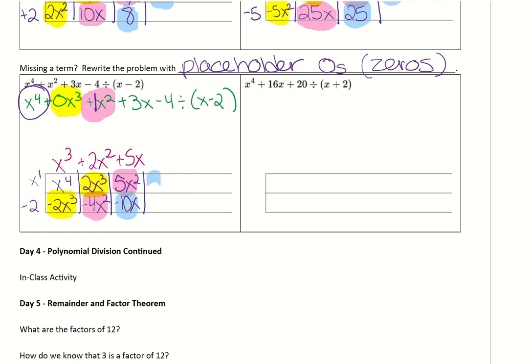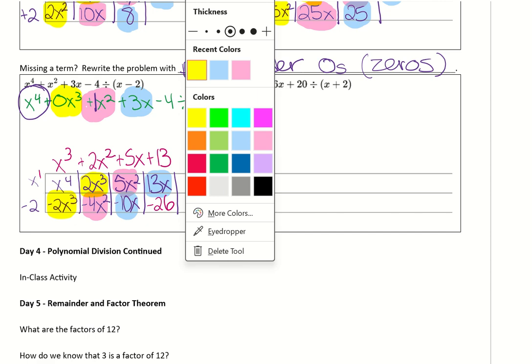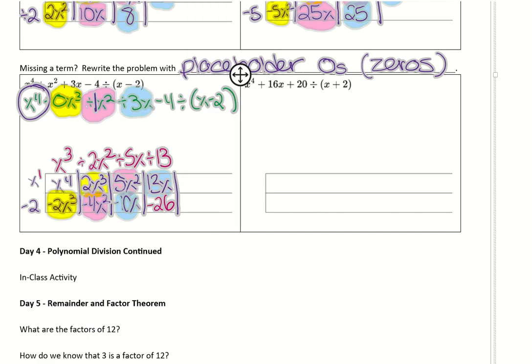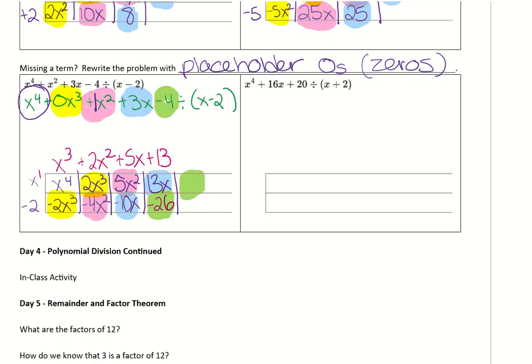We've got a negative 10. We need something to go here, and our goal is for them to add to 3. So what needs to go there? A 13x. And we're going to do it again. Plus 13, minus 26. We're almost there. Let's do green. So we need something to go here so we can get to negative 4. We're at negative 26, so we need to add positive 22, because that'll make it equal negative 4. So our remainder is plus 22 over x minus 2, because remember, that's what we've been trying to divide by this entire time.